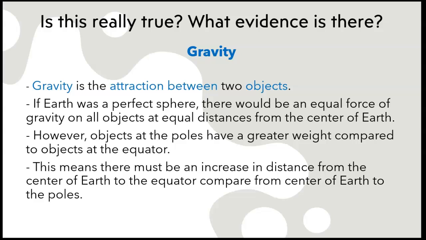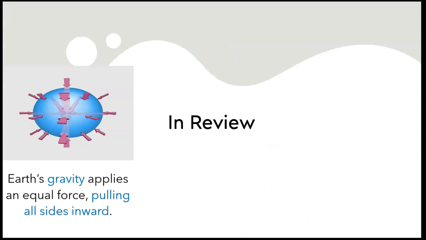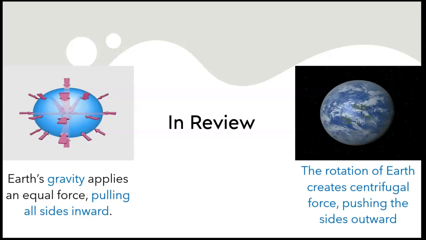So because we are further away from the center of the Earth at the equator, we actually weigh more at the poles because there is less distance. We are closer to the gravitational pull from the center, and it's pulling down on us more, causing us to have a larger weight. So in review, Earth's gravity applies an equal force and pulls at all sides inward.